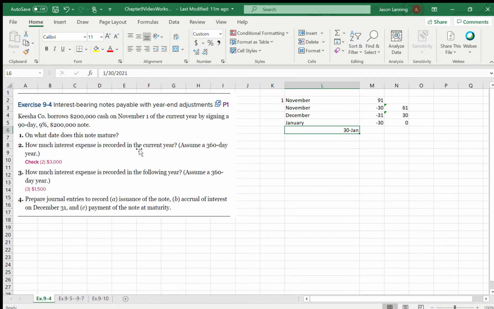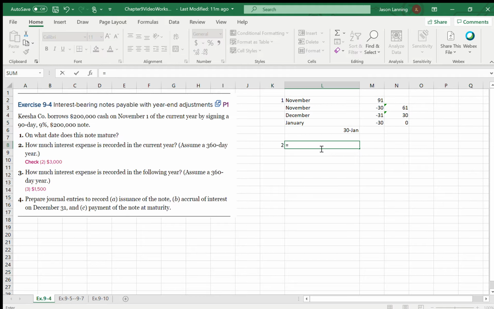Number 2 says how much interest expense is recorded in the current year. Well, for number 2, if we look at this and it tells us to assume a 360-day year, you have to remember interest is equal to principal times rate times time. So in this case, our interest is going to be equal to the principal, which is $200,000. And our interest rate, they give it to us, a 9% note, times 0.09.